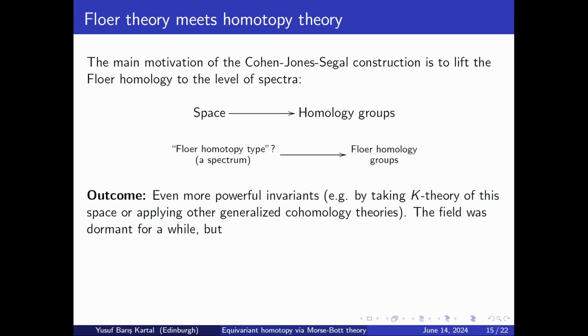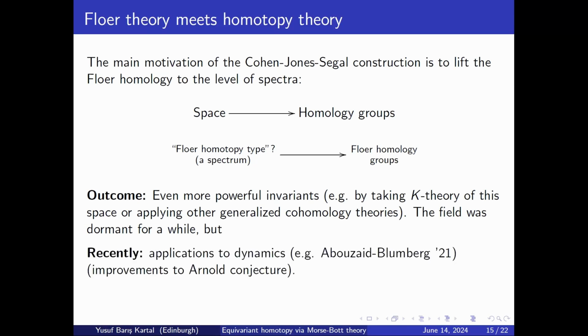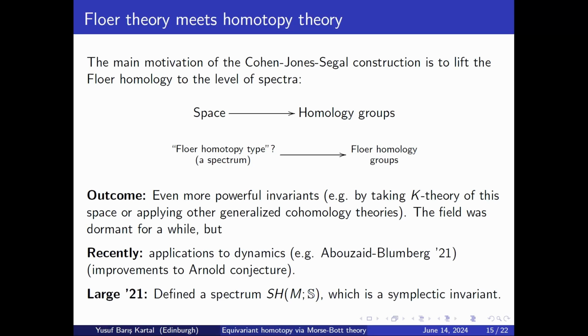This field of Floer theory was dormant for a while, but there's a recent resurgence. Recently, Abouzaid and Blumberg did some work on this, and they gave applications to dynamics. And again, they define the Floer homotopy type, a spectrum SH(M;S), which is a symplectic invariant. So you should think of this as passing to a finer coefficient field. S is the sphere spectrum here. So instead of symplectic cohomology with coefficients over Z, you are taking symplectic cohomology with coefficients over S.